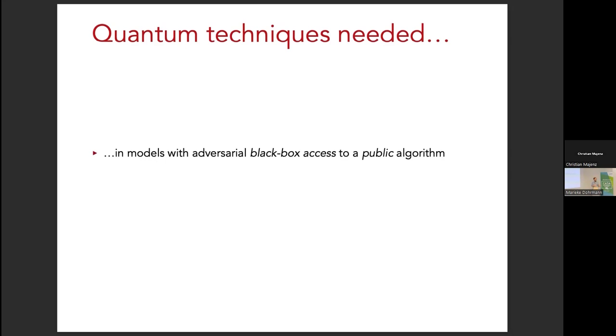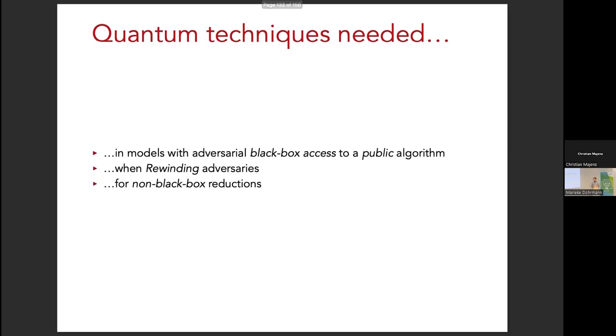Another situation is when we are rewinding adversaries. So in some security proofs, for example, interactive proof systems or digital signatures, the security argument takes an adversary, lets it run until the end, then runs it backwards until an intermediate state, changes some interactive input and runs it again forward. And this is not something that easily can be done with a quantum algorithm.